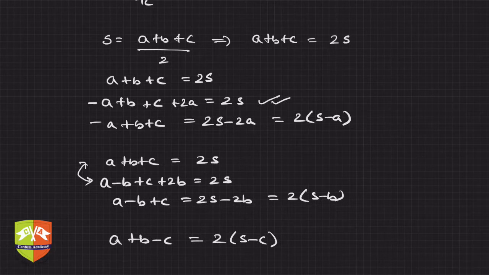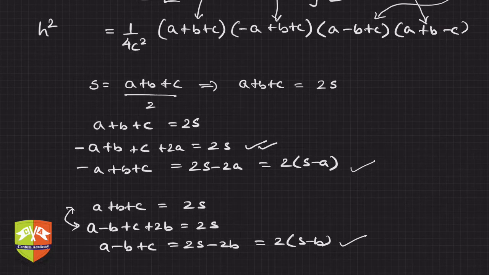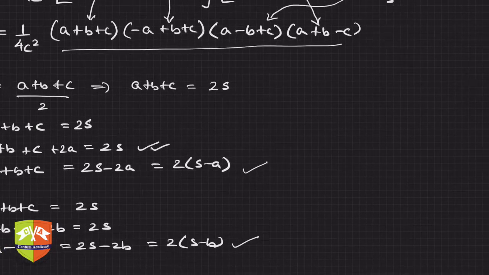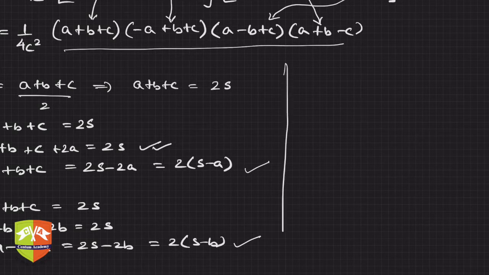So just remember these three terms and the entire expression. What can I say about it? Let me write it here so that we get a clear picture. We are saying h square was this. Now, a plus b plus c can be written as 2s. Minus a plus b plus c can be written as 2s minus a. So let me write it as 2s and s minus a. Sorry, this is 2s minus a.